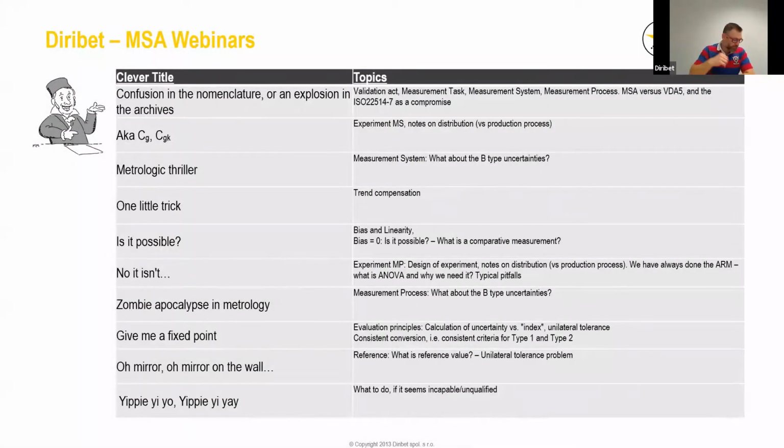This is the list of topics that we will be pursuing in our webinars. Topic 3 is a Metrologic trailer. We'll be talking about uncertainties type B, which for some reason tends to scare many of the people working with the uncertainties.